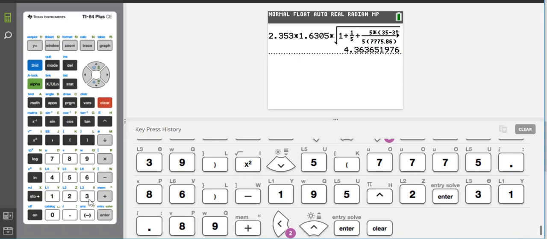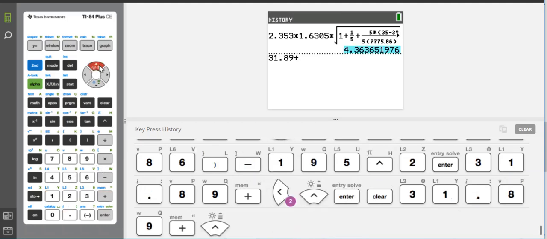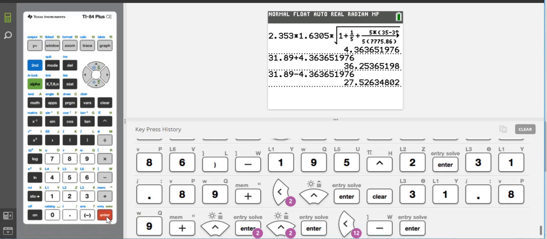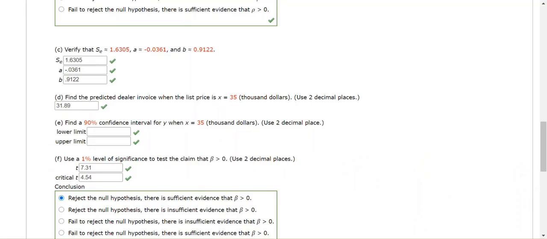So 31.89 plus my error, and that is 36.25. Take that same number, 31.89, and subtract my error. So I'm just going to copy and change it to subtract and hit enter, and I get 27.53 for my lower.